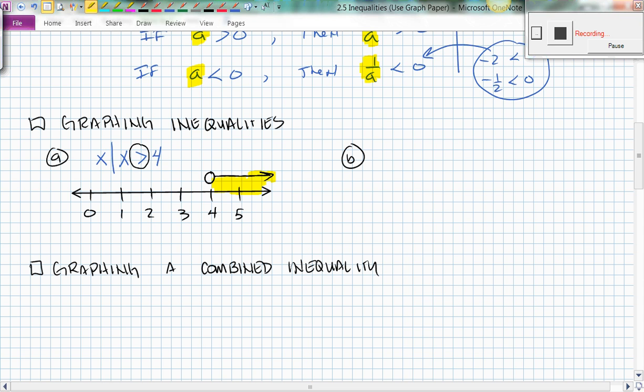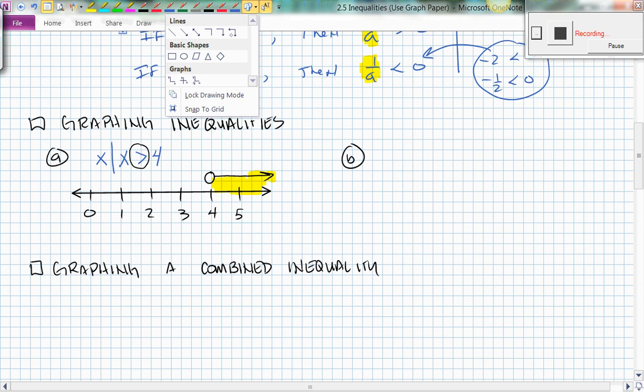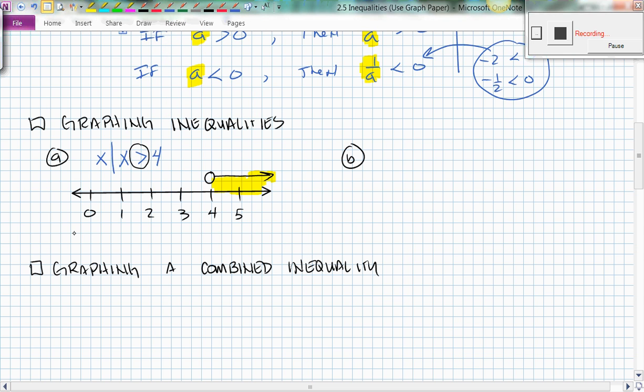So, all of that is going to be the same except one little thing. For us in this class, we're going to have the same number line, just like this, with the same hash marks and everything.